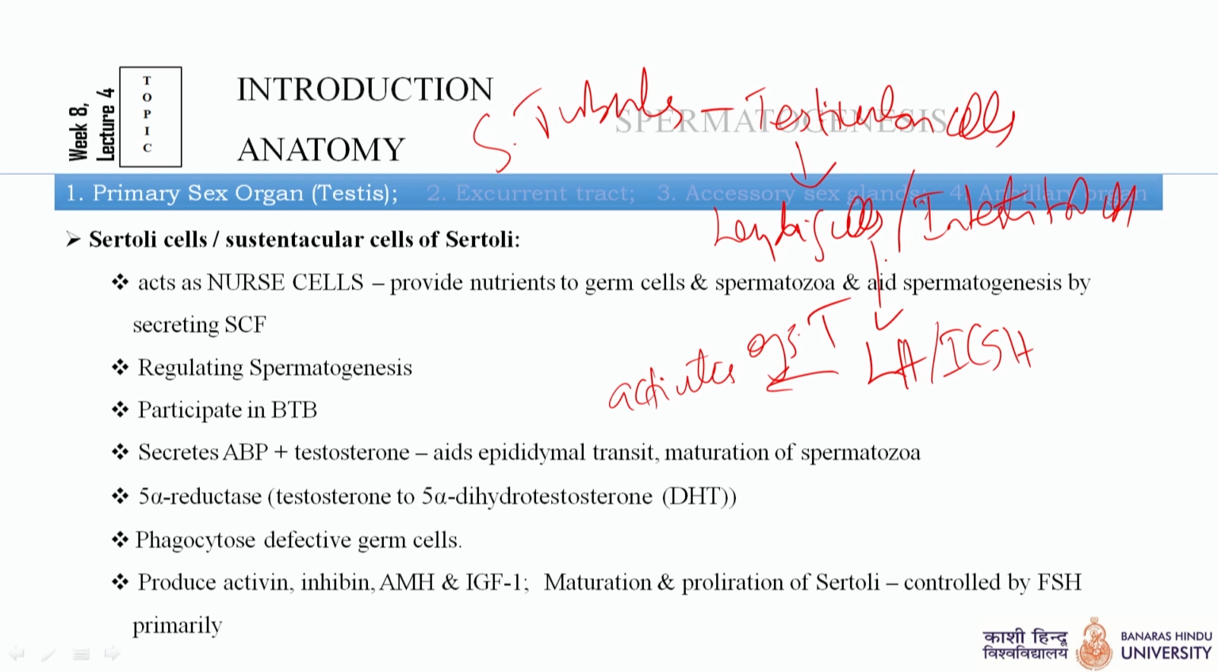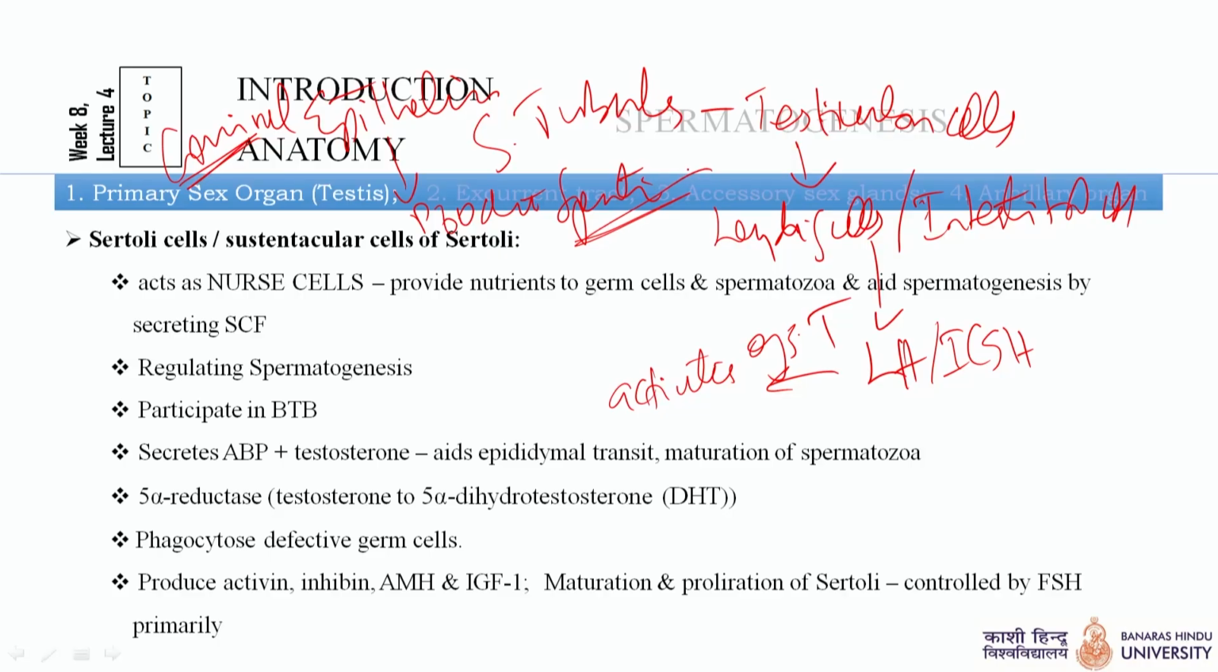Then the next important testicular cell in the seminiferous tubule is the germinal epithelium. Now this germinal epithelium is responsible for the production of spermatozoa. As I said, germ means germ cells, right? Germ cells means where spermatogenesis takes place. That means the spermatogenesis process takes place here.